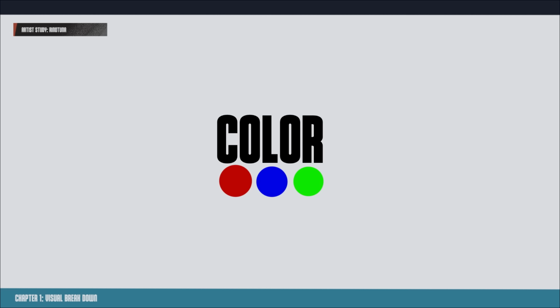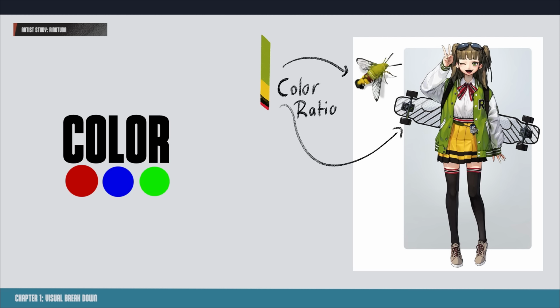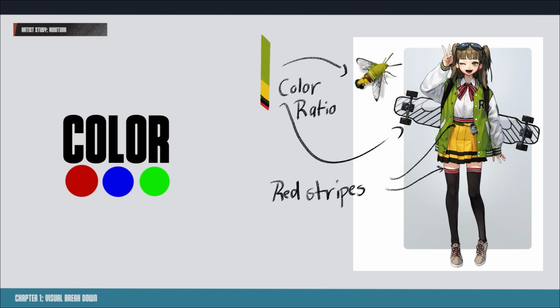And then there's obviously color. You can see how he often uses the same color ratios for his designs. Like here, where the main colors are green, yellow and black, but he adds these red stripes across the design because of this slight red area on the bug.